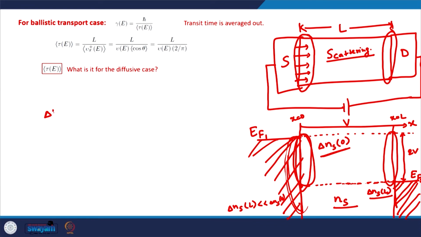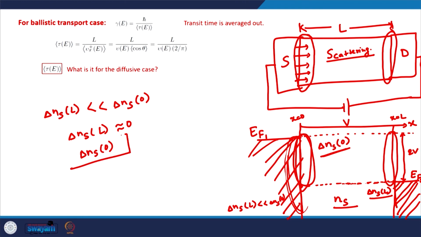So, delta NsL, the excess electrons at the drain side, is extremely small as compared to the excess electrons on the source side, delta Ns0. Or what we can say is that delta NsL is almost equal to 0 when we compare this to the excess electronic population on the source side. Ns is the sheet carrier density, the sheet charge density in the material. Okay. So, this is what we have.